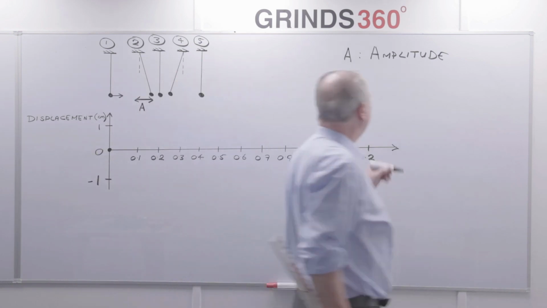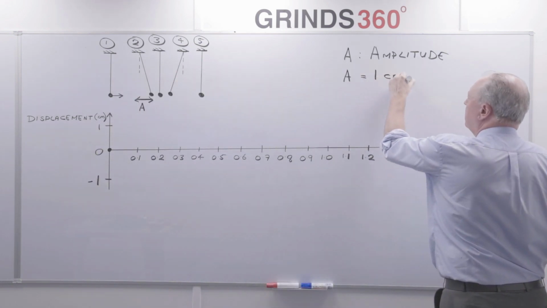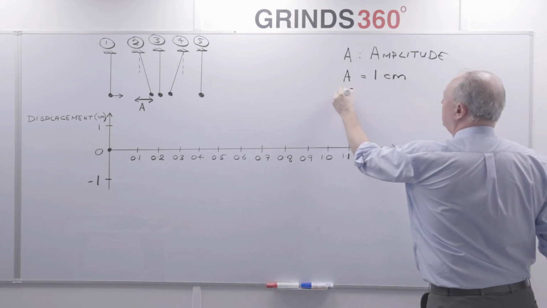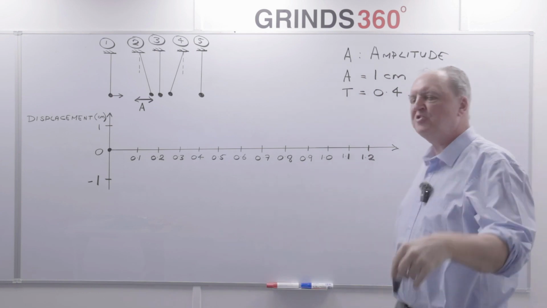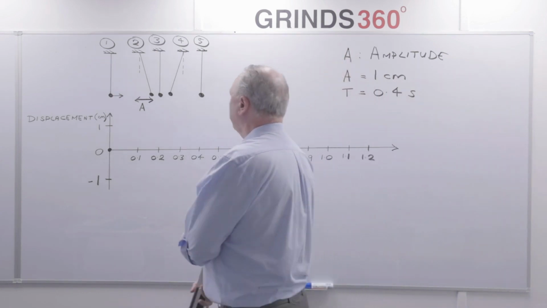So in this particular example, the amplitude A is equal to 1 centimeter. They're also telling me that the periodic time T is 0.4 seconds. I want to draw a graph from that situation. So let's have a look here.